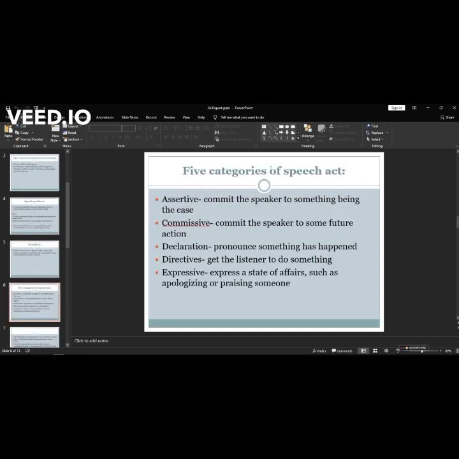There are five categories of speech act. Assertive: commits the speaker to something being the case. Commissive: commits the speaker to some future action. Declaration: pronounces that something has happened. Directives: get the listener to do something. Expressive: expresses a state of affairs, such as apologizing or praising someone.